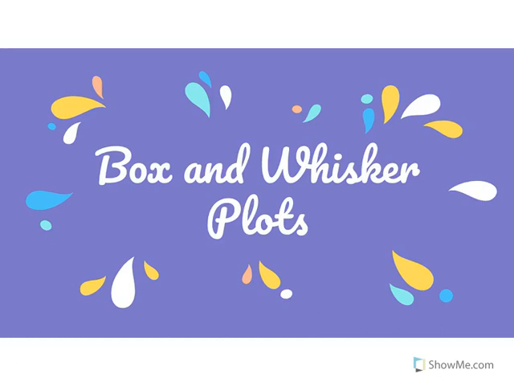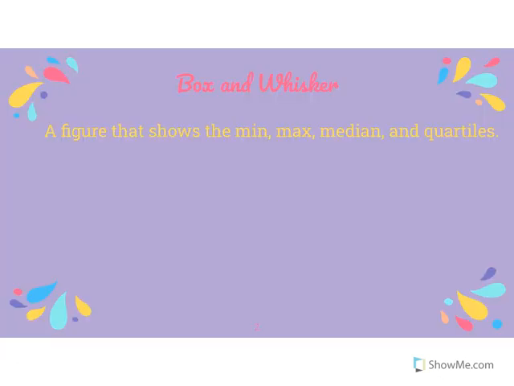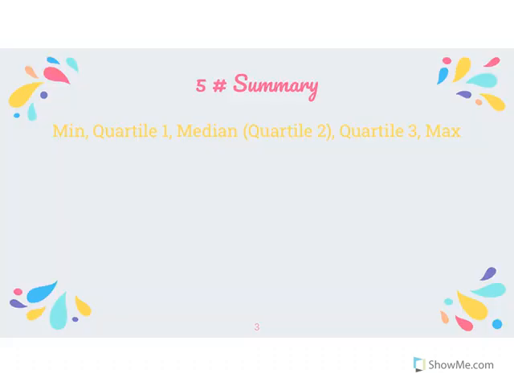Alright, you guys, today we're going to be learning about box and whisker plots. So our box and whisker plot is a figure that shows the min, max, median, and the quartiles of a data set. And this is also called the 5-number summary.